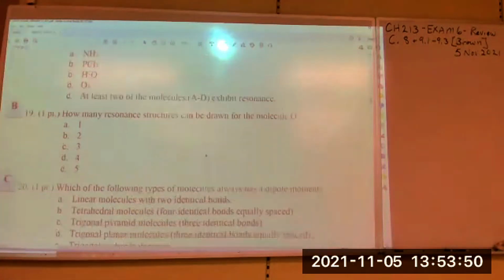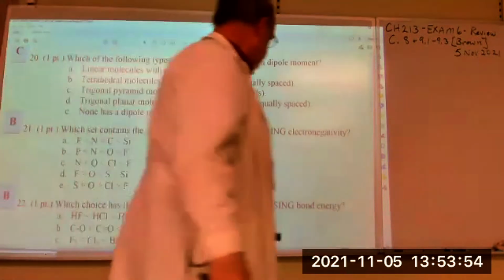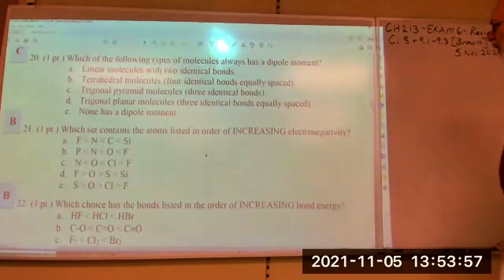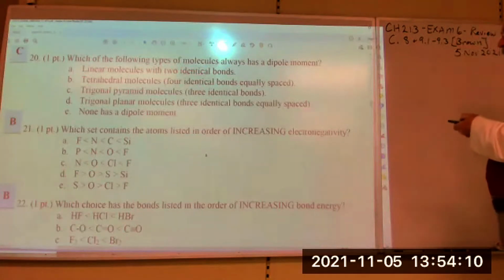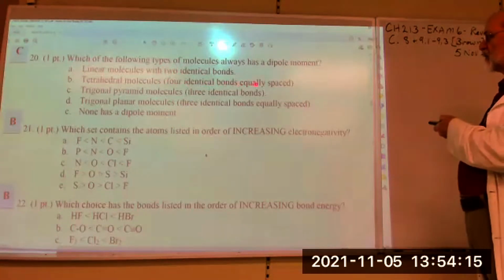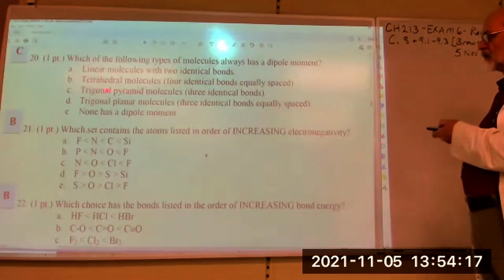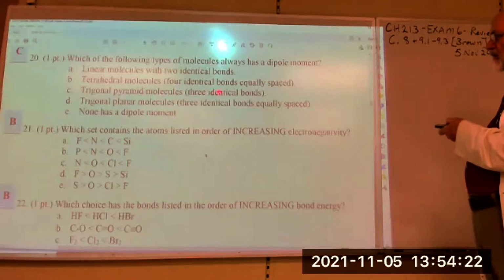20. Which of the following types of molecules always has a dipole moment? Okay. Always has a dipole moment. Linear molecules with 2 identical bonds, never. If the bonds are identical, even if they're polar, they'll cancel each other out. Tetrahedral molecule, 4 identical bonds equally spaced. Nope. Trigonal pyramid. Trigonal pyramid molecules, 3 identical bonds.